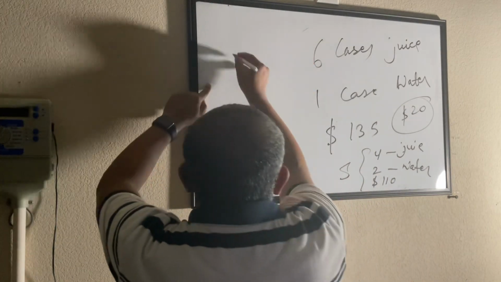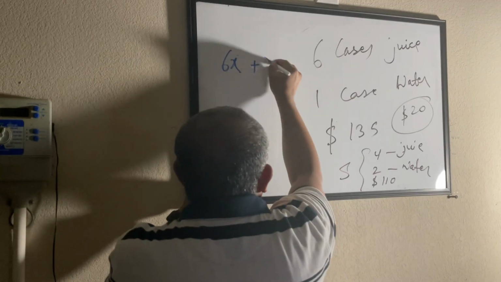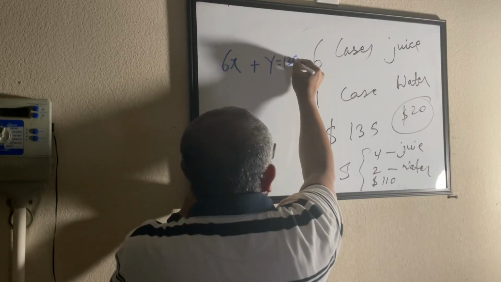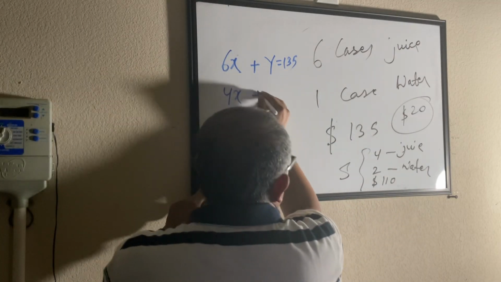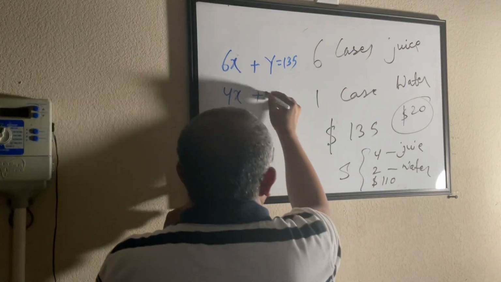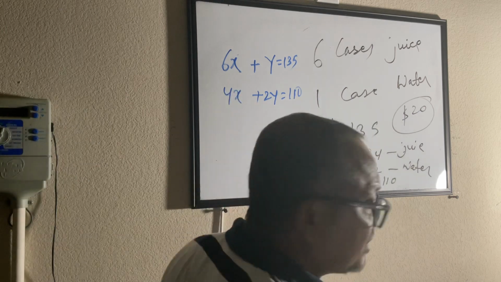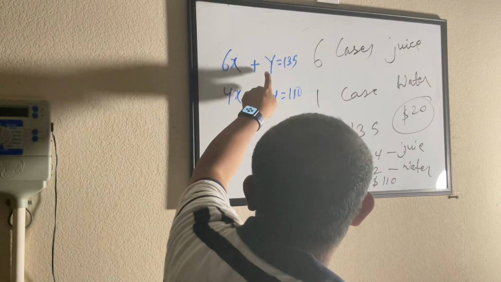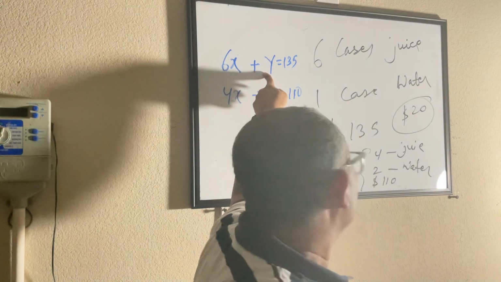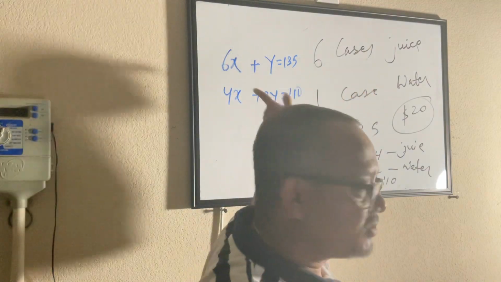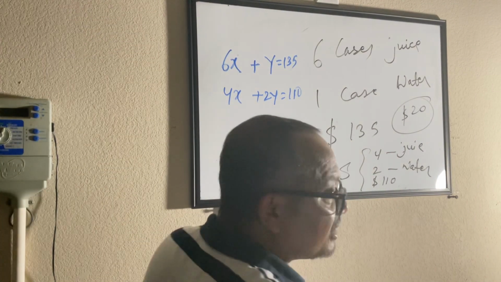6 cases of juice, so 6 into X, plus 1 case of water, so 1 into Y, equal to 135. Here it says 4 cases of juice, meaning 4X, plus 2 cases of water, meaning 2Y, equal to 110. Now I have 2 equations, I can solve it. So we can use the method of substitution here. We can eliminate Y and apply it here. We can use method of elimination also, depending on what you have.